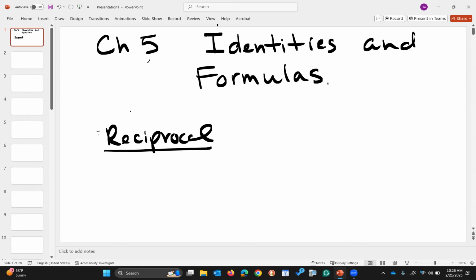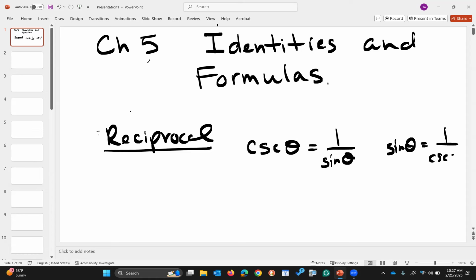Let me do it the way the book does it. I'm going to use theta. I could use x. Sine and cosecant have an inverse relationship. So if you see cosecant, you can change it into 1 over sine. Also, if you see sine, you can change it into 1 over cosecant. But mostly what we're going to do is change things into sine and cosine, and sometimes tangent. Hardly ever, but sometimes.